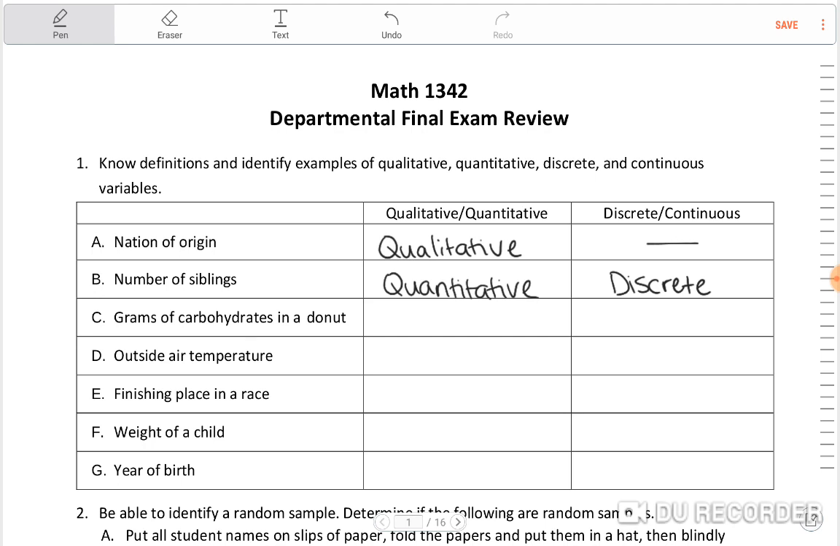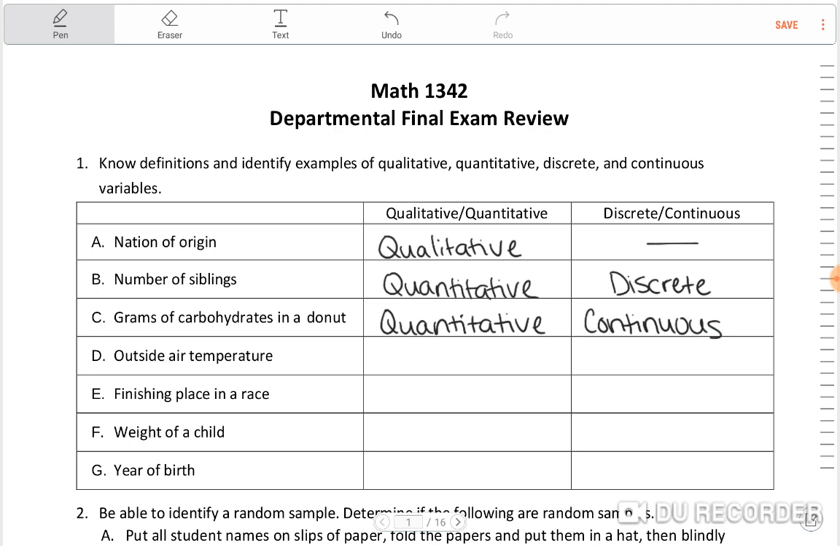Okay, grams of carbs in a donut. Well, sounds like a number, right? It is, so that one's quantitative. And the question is, do decimals make sense here? Can you have 1.1 grams of carbs in a donut? Can you have 0.2 grams of carbs in a donut? Yes, you can. Decimals make sense here. You can have half of a gram. So this one would be continuous. Generally, if it's a measurement of some sort, it will be continuous.